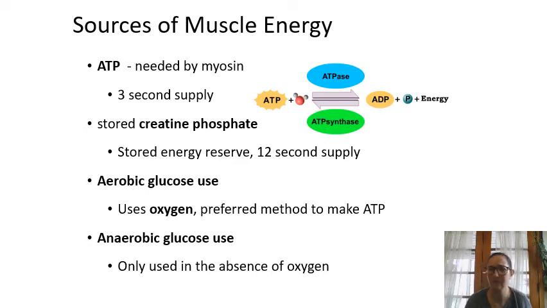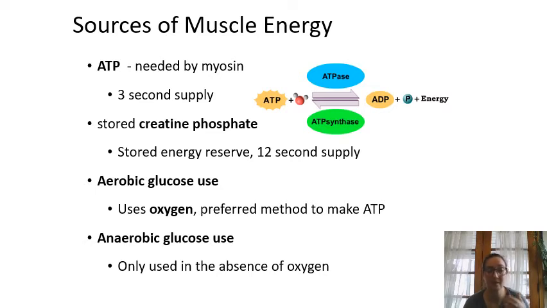Creatine phosphate is a slightly longer term storage of energy. You have about 12 seconds worth of creatine phosphate power in your muscle cells at any given time, right? Beyond that, you just have to be performing cellular respiration. And cellular respiration, if you can remember, is the process by which your cells take glucose, take food, break it down, get the energy out of that glucose and use that energy to form ATP, right?